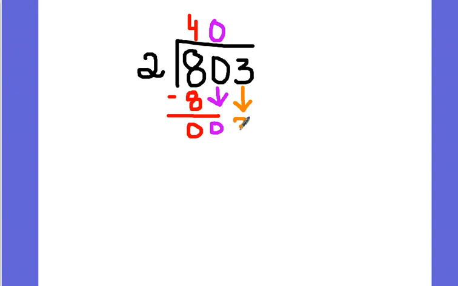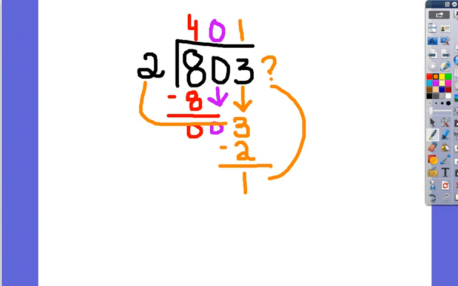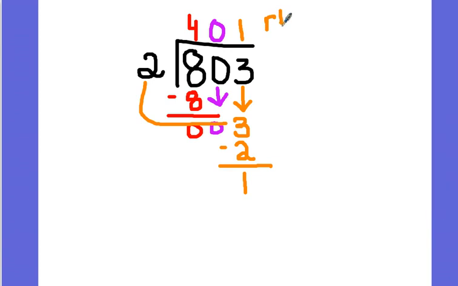Okay? So my 3 is down here. Now 2 times what is 3, or 2 times as close as I can to 3. So 2 times 1 is 2, because if I go 2 times 2, that's 4, that's over. So I'm going to put my 2 down here and subtract. So 3 minus 2 is 1. Okay, so now there's no other numbers to bring down here to make it a bigger number. So here's what we do with that number that's just left. That number becomes a remainder. Okay, so I'll just put a little remainder 1. Okay, so my answer is 401, remainder 1.